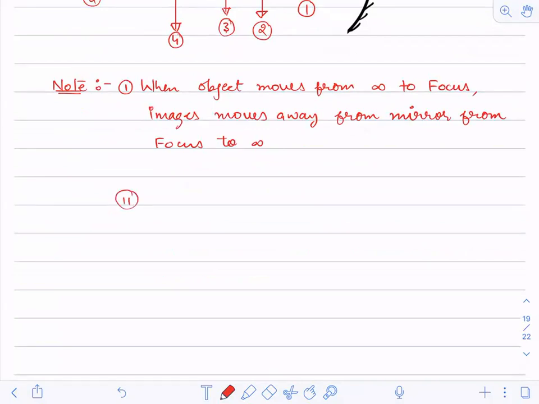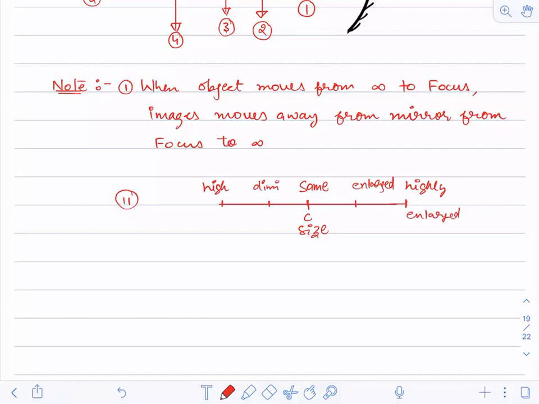I'll try to make you understand this trick with the diagram. If we draw a number line like this, this is my point C. It is the same size. Now this point and this point, this is one point and this is one point. So this is highly, this is also highly enlarged, this is enlarged, this is diminished, and this is also diminished.